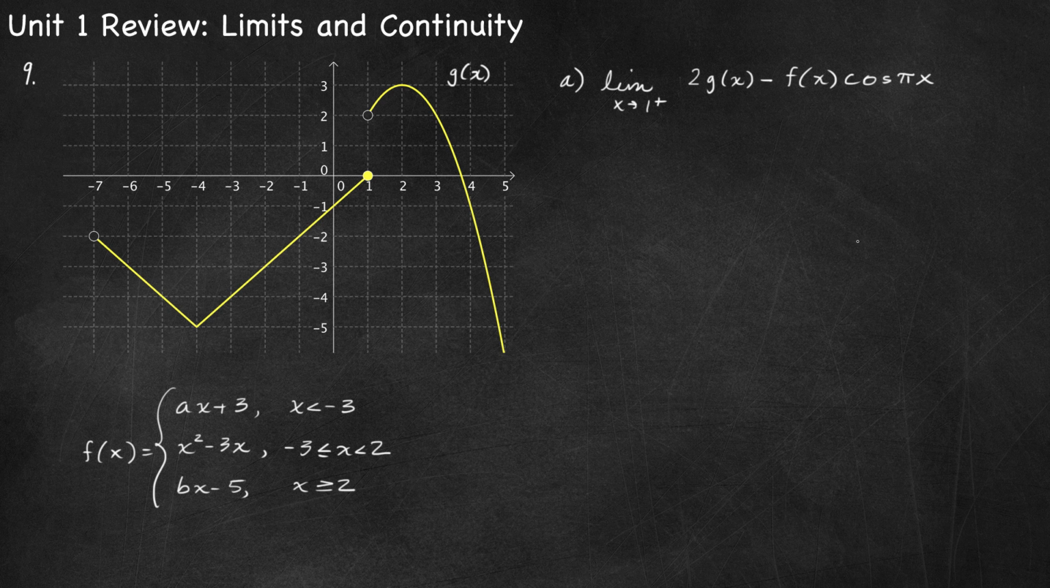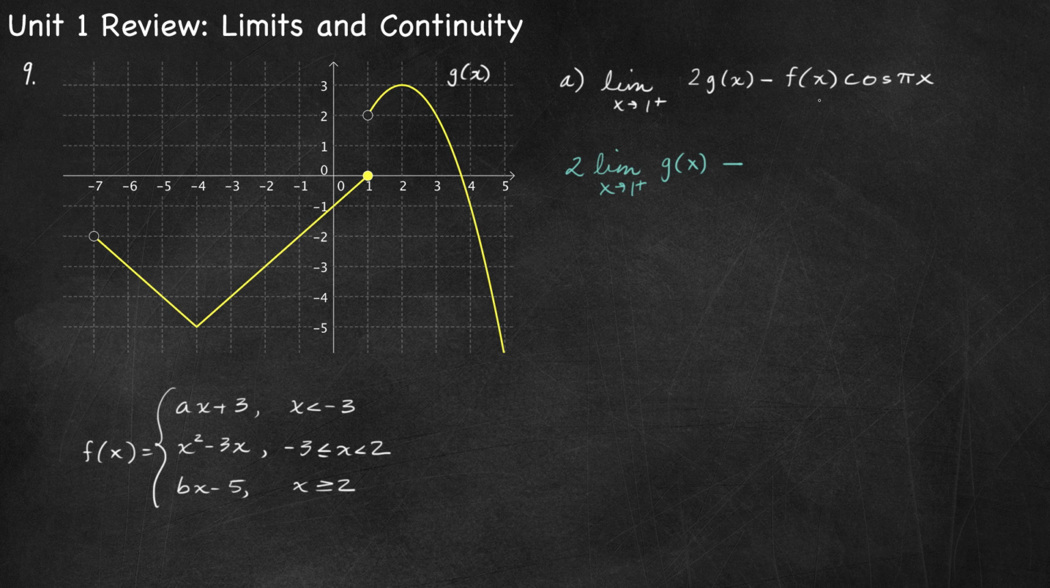Part A, we're looking for the limit as x approaches 1 from the right of 2 times g minus f times cosine pi x. So using our property of limits, let's rewrite this as the limit as x approaches 1 from the right. Now, 2 times g of x, we can find the limit of g and then just multiply that by 2, like so.